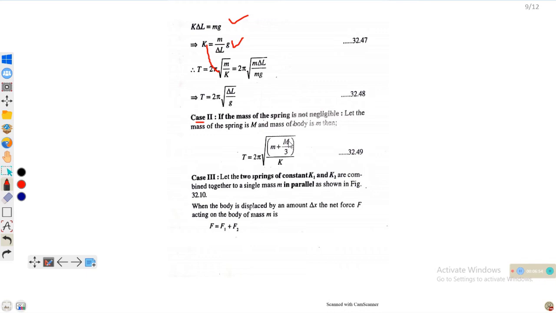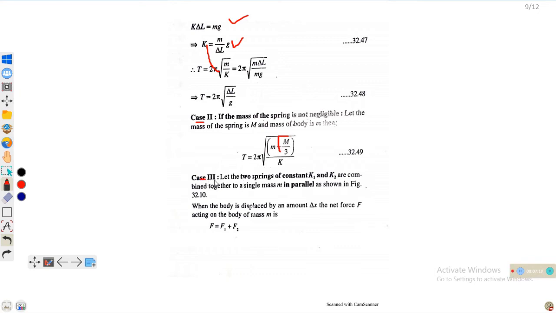How this additional factor comes in the expression of the time period, we will prove in the law of conservation of energy for the spring simple harmonic oscillator. We will derive this expression, how the spring mass is affecting the time period. But for the shortcut, we have to memorize this: 2 pi root m plus Ms over 3 over k.